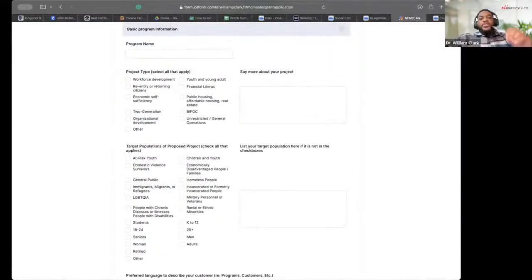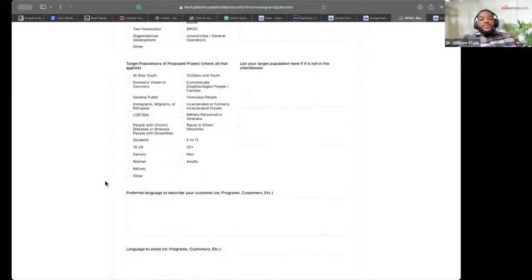For basic program information, you do need a program name. So what's the name of the idea, the concept that you're proposing? And you want to tick off a box. Now, I do have limited box options in this sample on purpose. If it doesn't neatly fit in any of these boxes, simply put other and type it in for yourself, and then say more about the project, right? Who's your target population? Again, very limited options here. If you don't see it, hit other, and then talk about your customer.